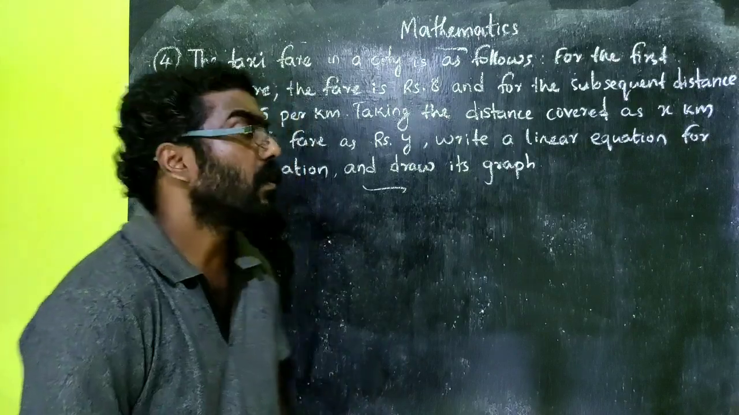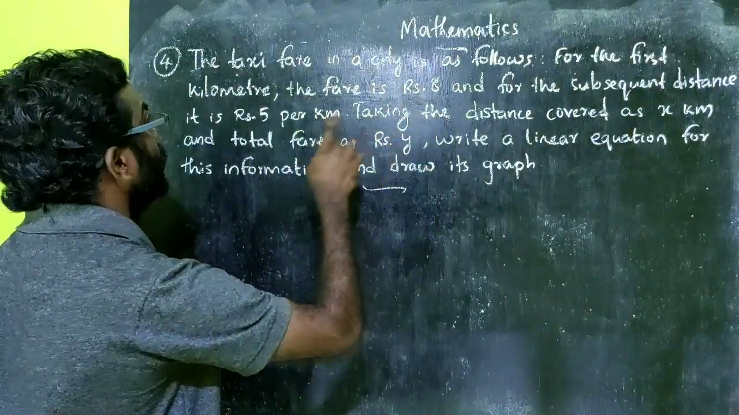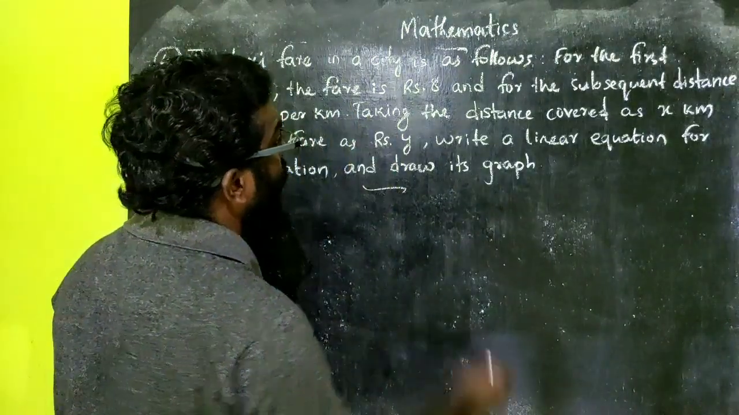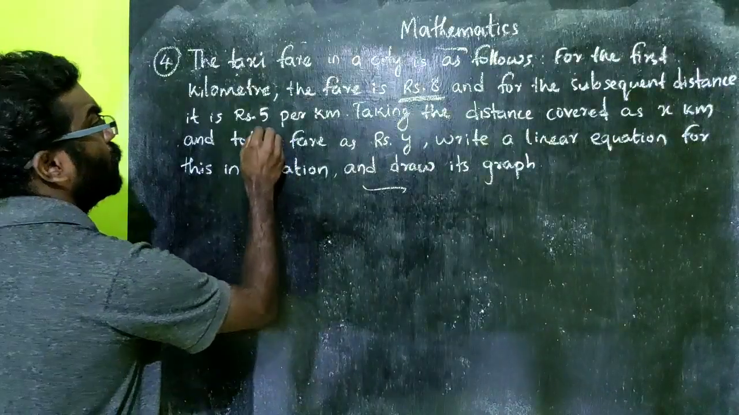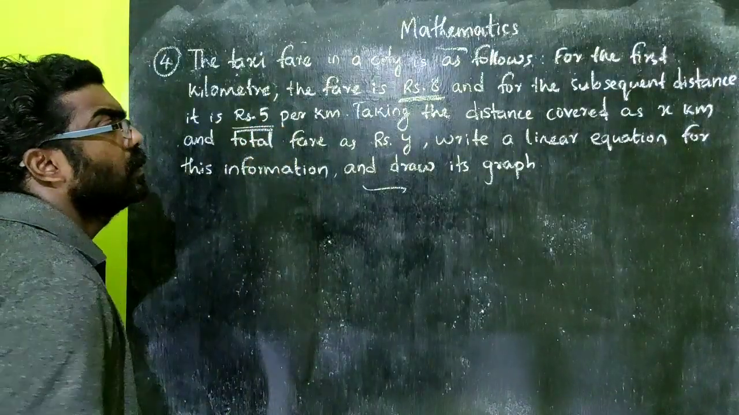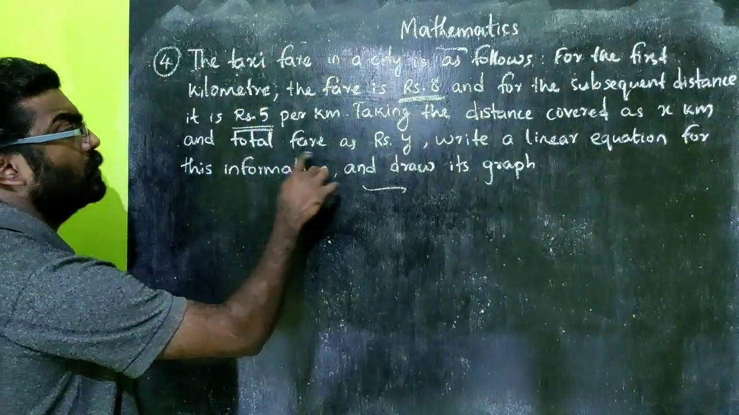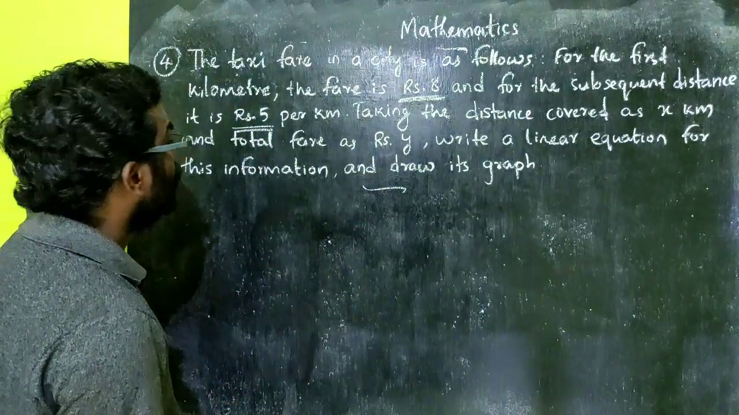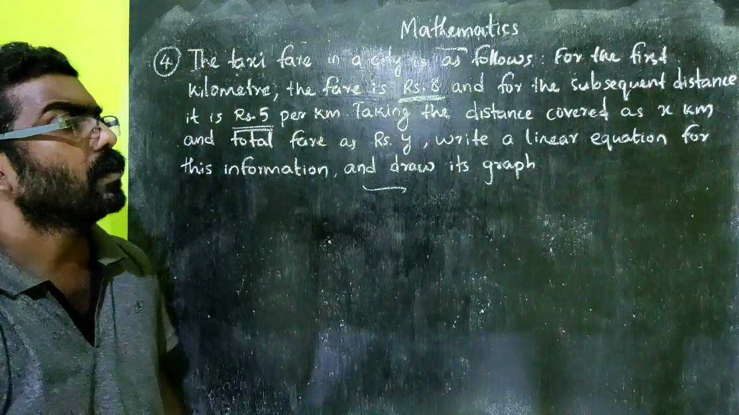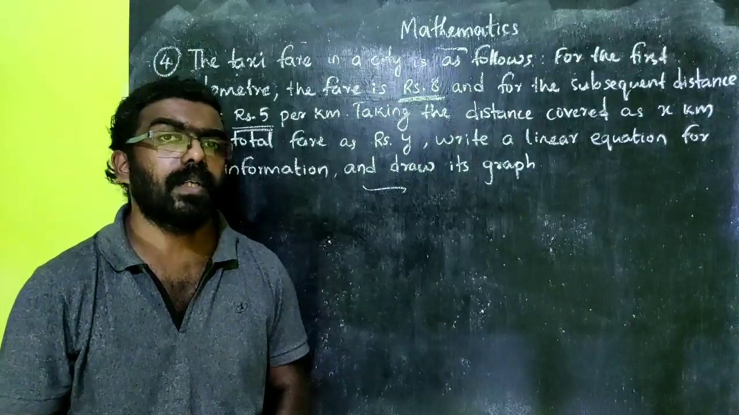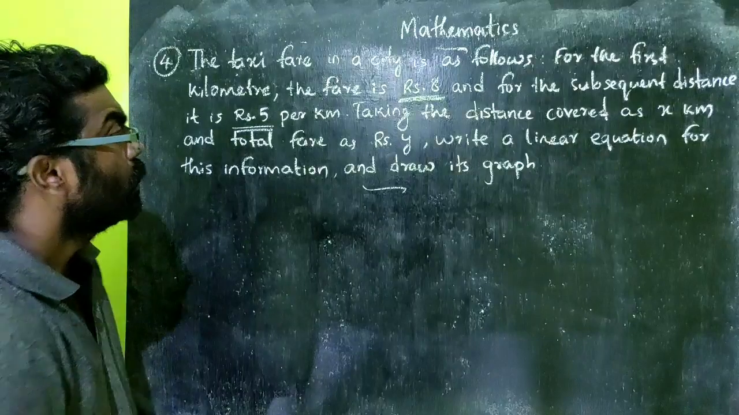Now we move on to question number 4. The taxi fare in a city is as follows. For the first kilometer, the fare is rupees 8 and for the subsequent distance, it is rupees 5 per kilometer. Taking the distance covered as x kilometer and total fare as rupees y, write a linear equation for this information and draw its graph. So we are given a situation. First of all, we have to convert it into a linear equation in two variables.